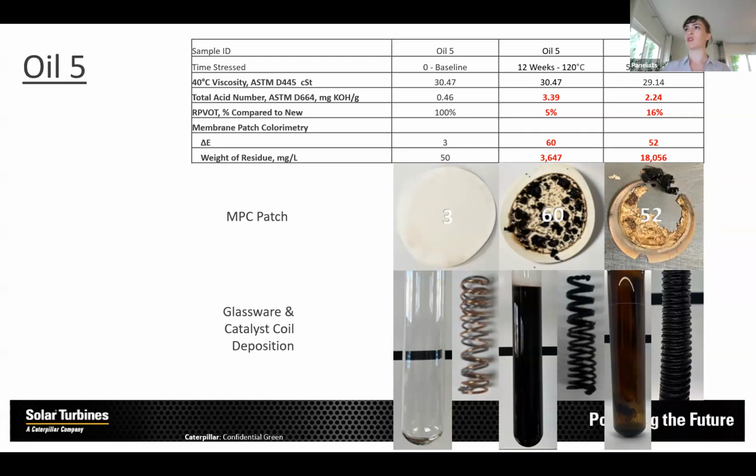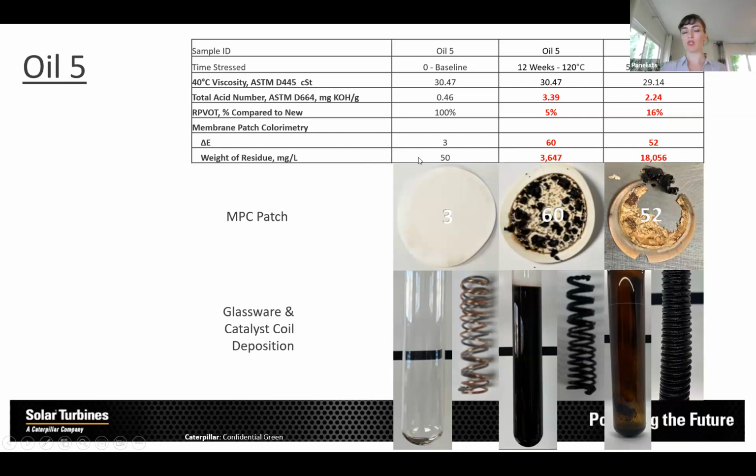So we see a huge increase in the acid number. The RPVLT shows that the antioxidants are almost all gone. MPC is 60. However, I would argue that in both of these cases, in the 60 and the 52 for the higher temperature, it's a little hard for the MPC scale to assess which number it actually belongs to.